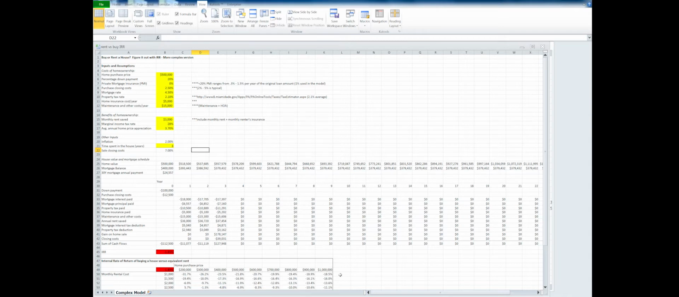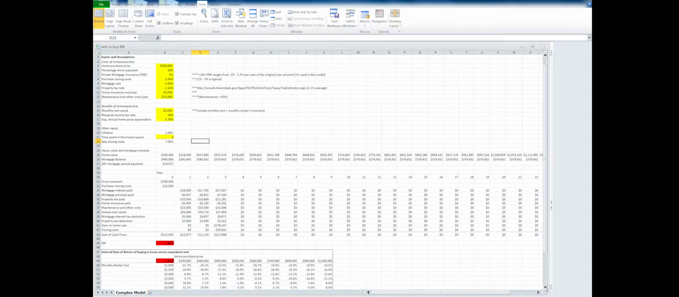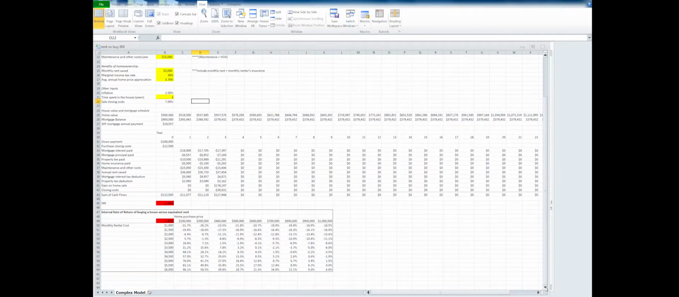And a neat part about the tool, if you scroll down, is you can see sensitivity testing across a range of home prices and a range of rental costs.